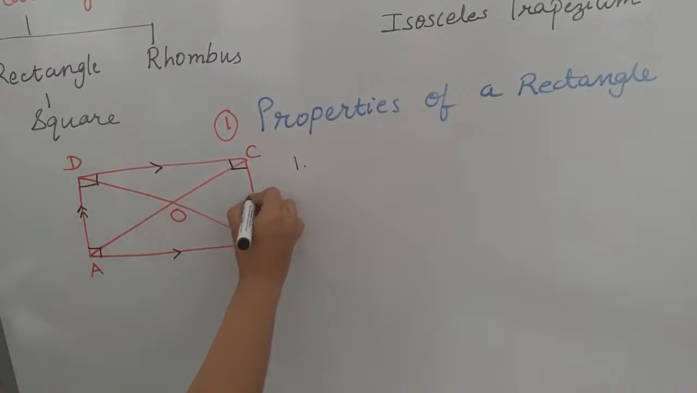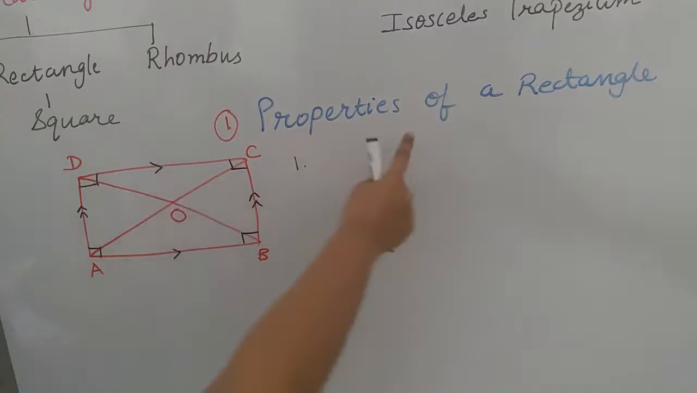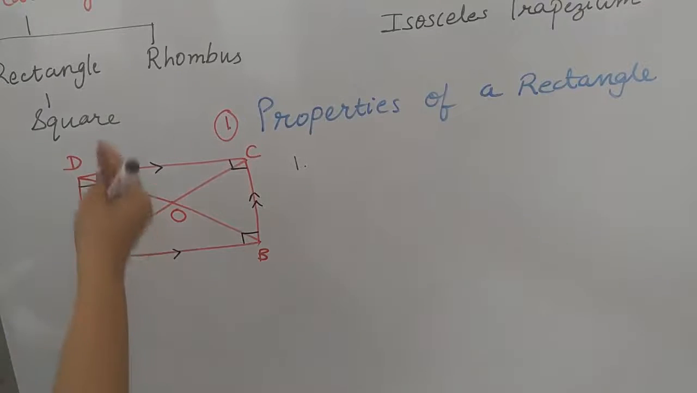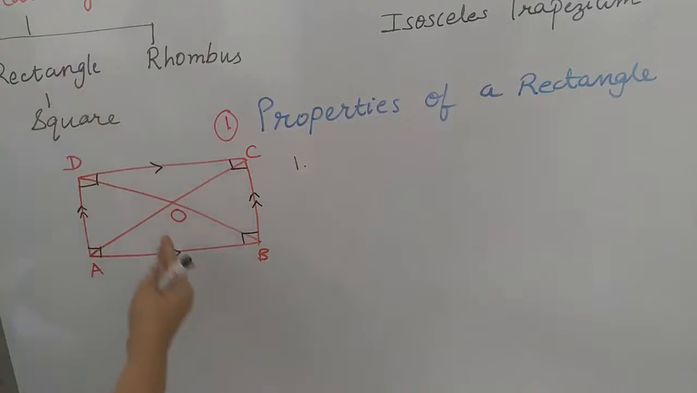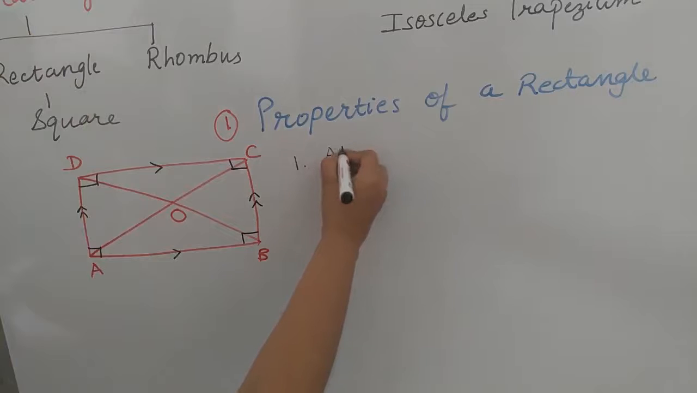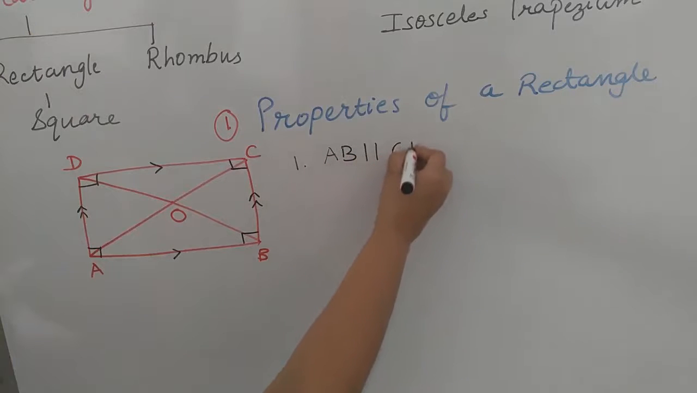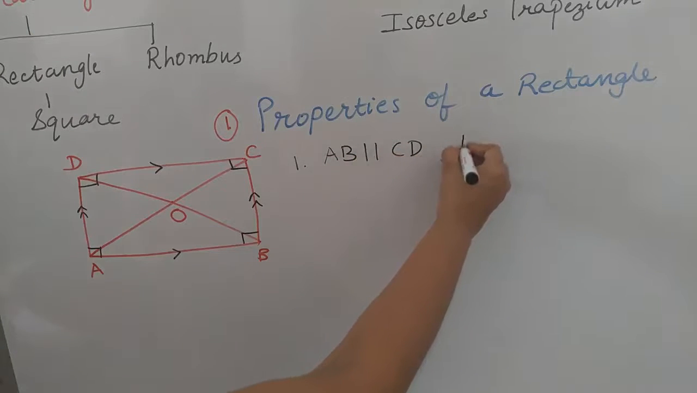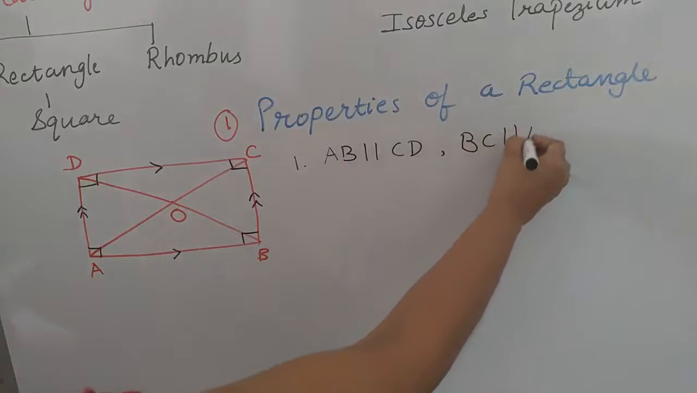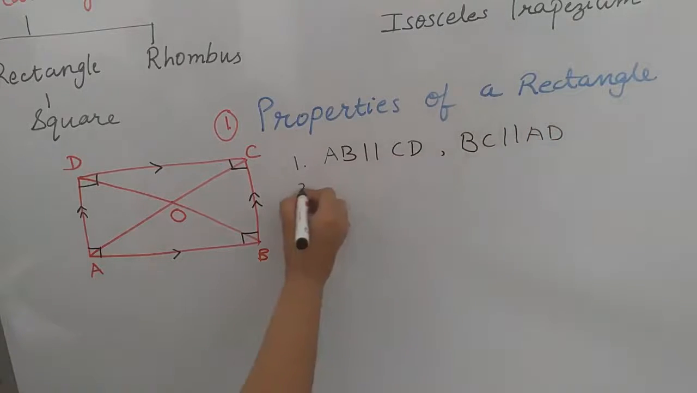Why? Because we all know that a rectangle is one type of parallelogram. So how can we say that? From that property only, that it is one kind of parallelogram, the opposite sides are parallel. So I write AB parallel to CD and BC parallel to AD. This is the first property.